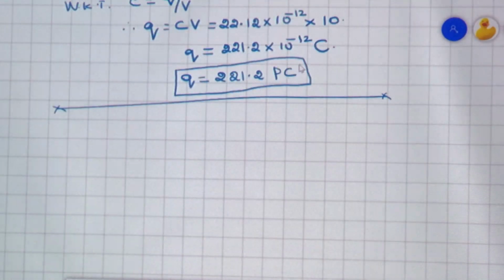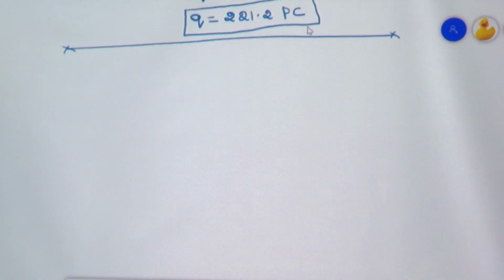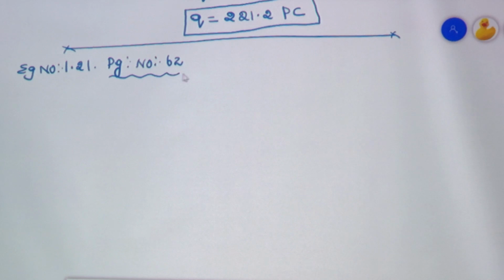You also follow the problem with the help of your book, and then let us write the data given. So the problem is example problem number 1.21, available on page number 62. Take your book and turn to page number 62.